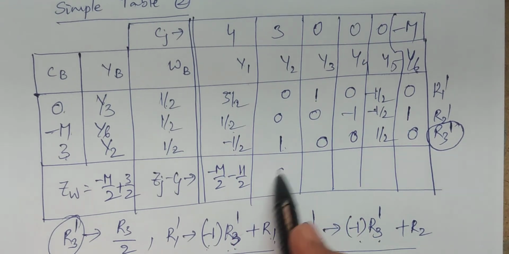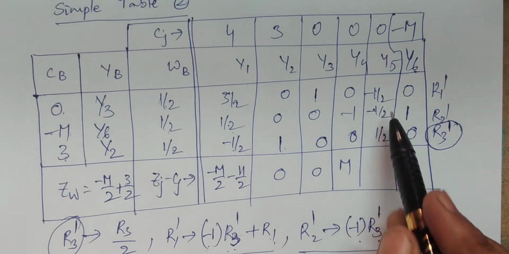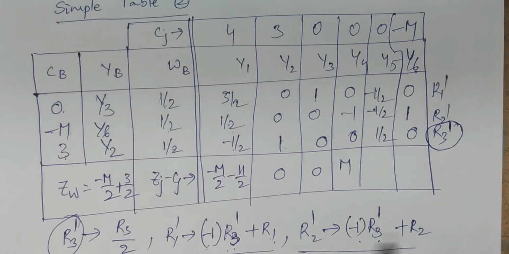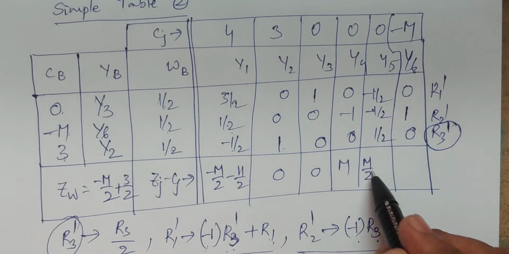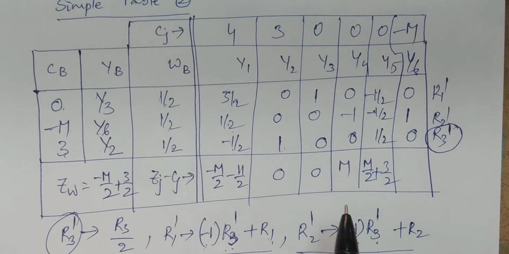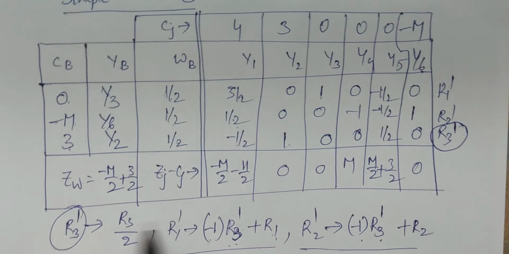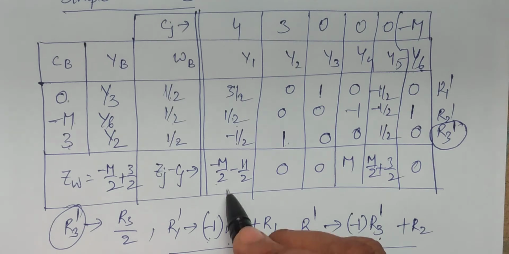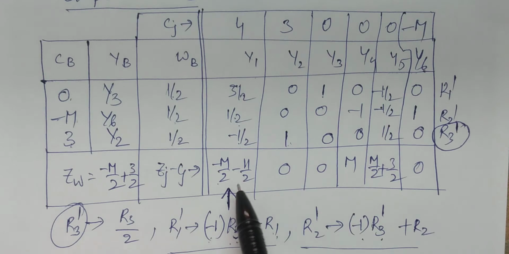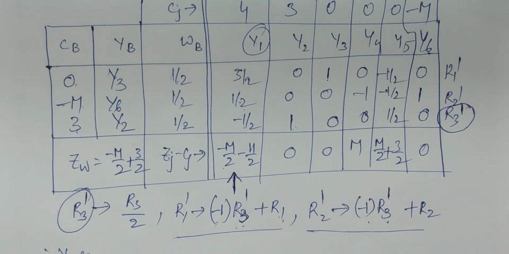Okay, next one it is 0, next one it is 0, minus of minus m plus m, next one minus m by 2, minus m into minus 1 by 2 plus m by 2, 3 by 2 plus 3 by 2 plus 3 by 2, and it is 0. So this is the calculation in which we have one negative again, minus m by 2 minus 11 by 2. So this is the calculation here, with one negative among the net evaluations. Therefore it is going to enter. Therefore y1 enters the basis. I am writing here: therefore y1 enters.